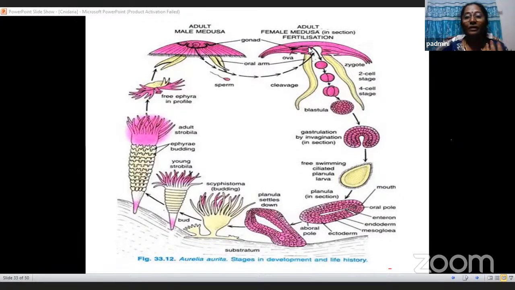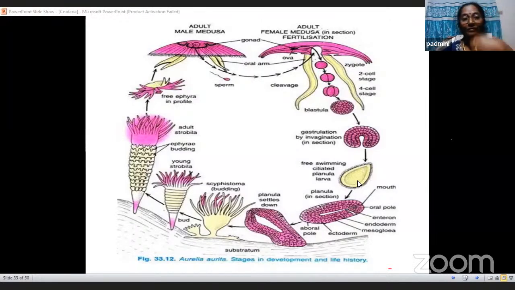Once the ova zygote is formed, the zygote swims out through the mouth of the adult female Aurelia, and once into the water, they start dividing into two cell, four cell, morula, blastula, blastocyst stage, and then gastrulation occurs. From the gastrulation, they form into a planula larva. So you have to remember this: planula larva, ciliated planula larva.